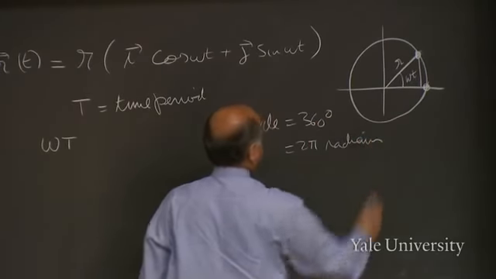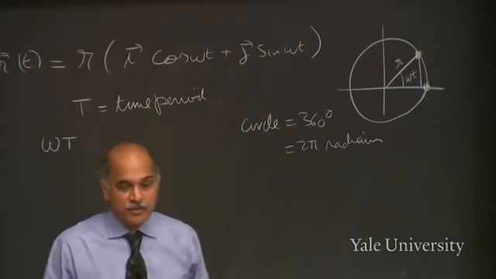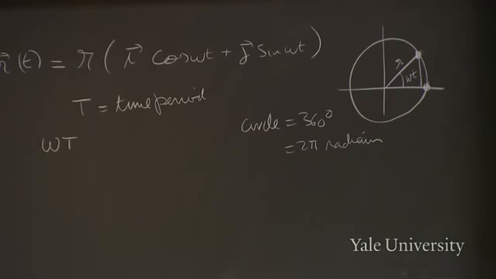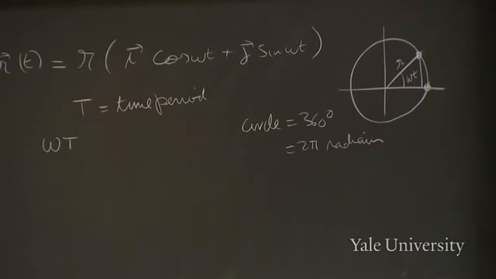2 pi is roughly 6. So a radian is roughly 60 degrees. It's 58 and a fraction. Why do we like to measure angle in that peculiar way? You will see the advantages of that later. But we'll adopt the convention that we'll measure angle in radians.